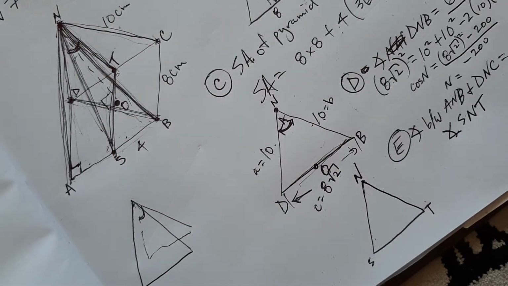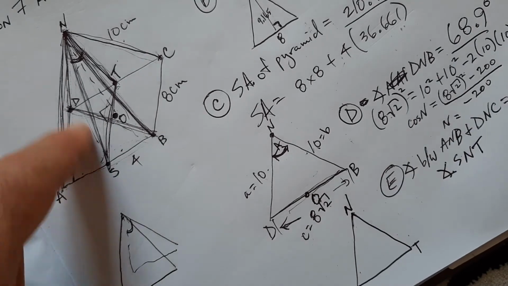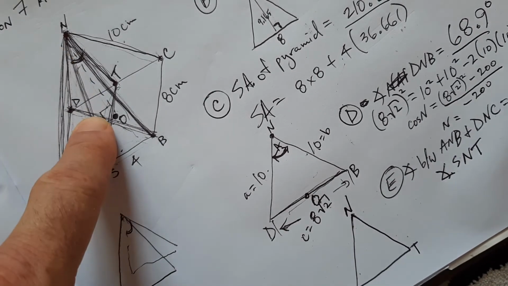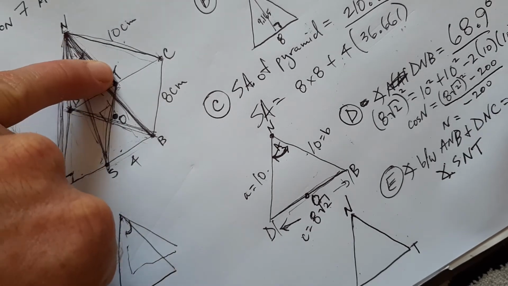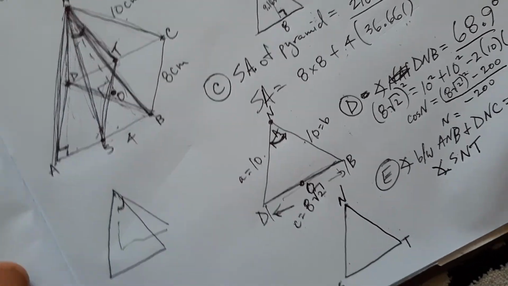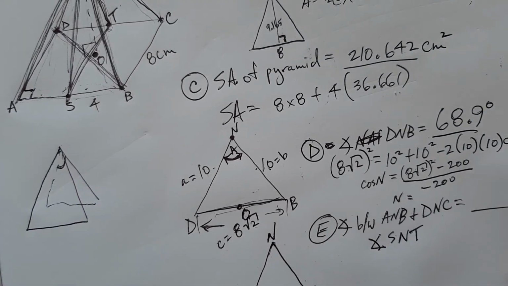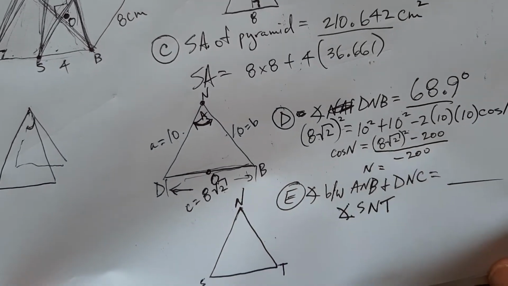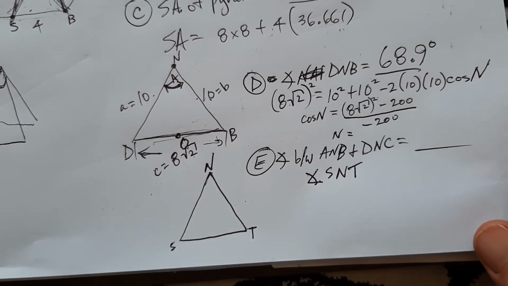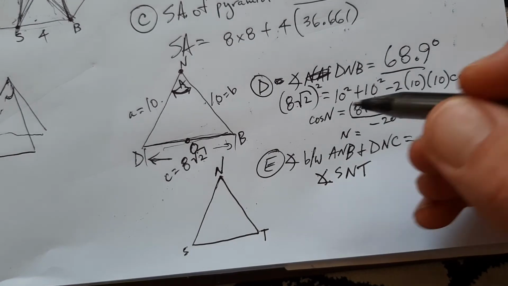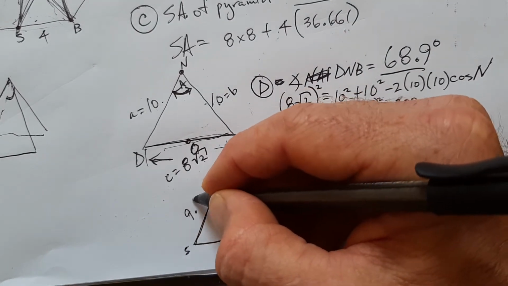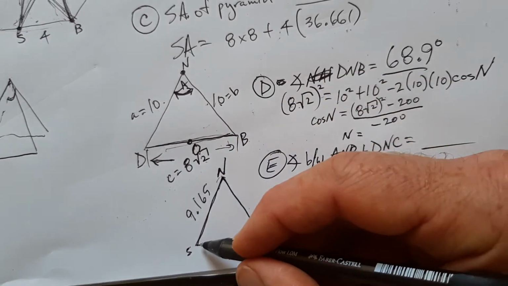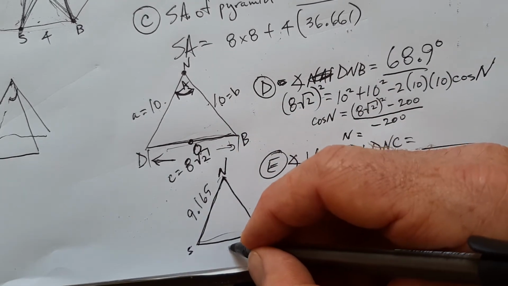Okay, so we found the length of NS already. That was step A, the first step. And then NT would be the same thing. So once again, we're going to do the same thing again. This law of cosines is very helpful. The length of NS we'd already found, 9.165. The length of ST is just the base of the triangle.